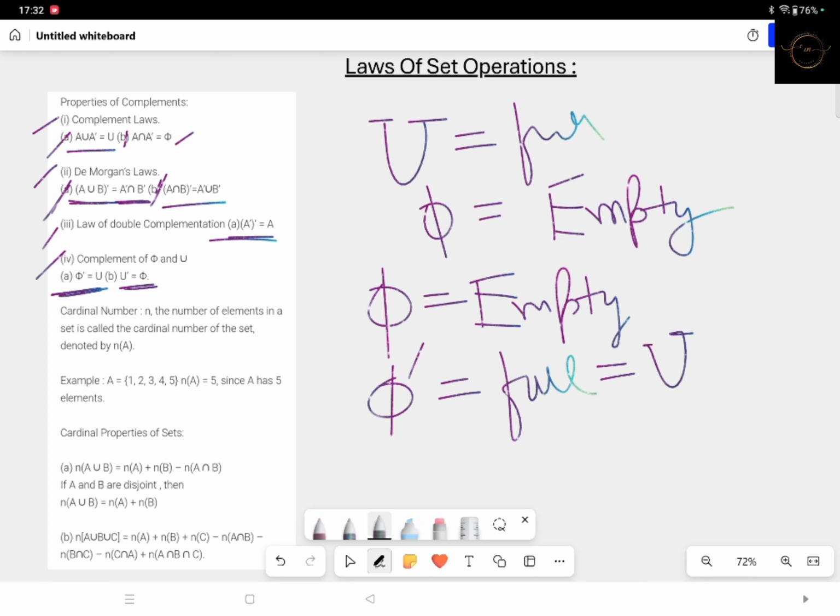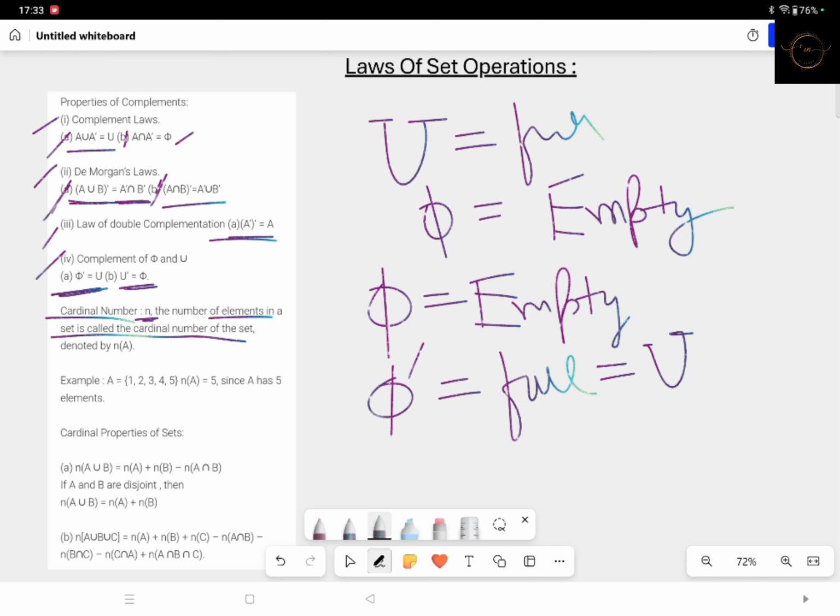So therefore, these two laws are again proved by this Venn diagram method. Now coming to a new part, and that is cardinal number. What is cardinal number? From the name itself you can understand it's a number. Let's take it as small n. So n, the number of elements in a set, is called cardinal number.